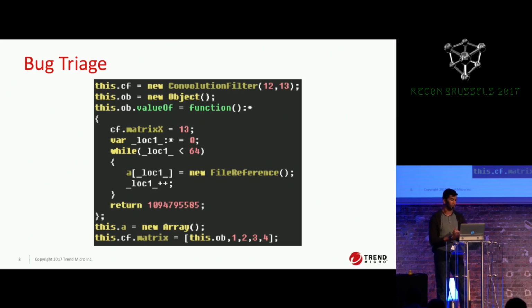Looking at the proof of concept, a bit atypical because I already knew what the bug was when I looked at this, but one of the first things that stands out is that you have a convolution filter, and then you have this new object with a custom value of property. And that function modifies matrix X in the convolution filter, and then in the very, very last line, it is used as part of an array, and all the other elements in that array are integers. And if you look at the value of function, it's also returning an integer.